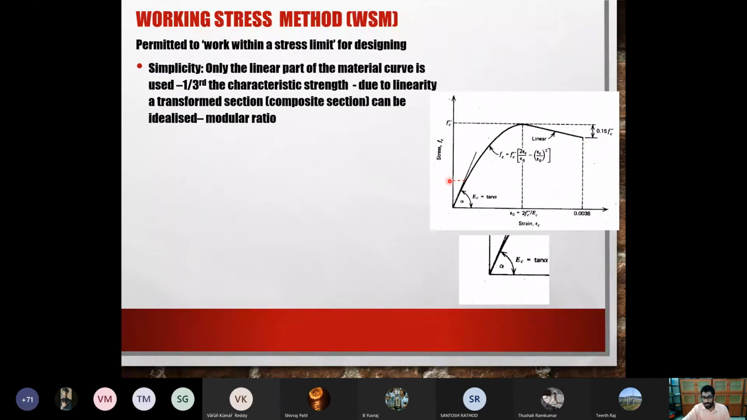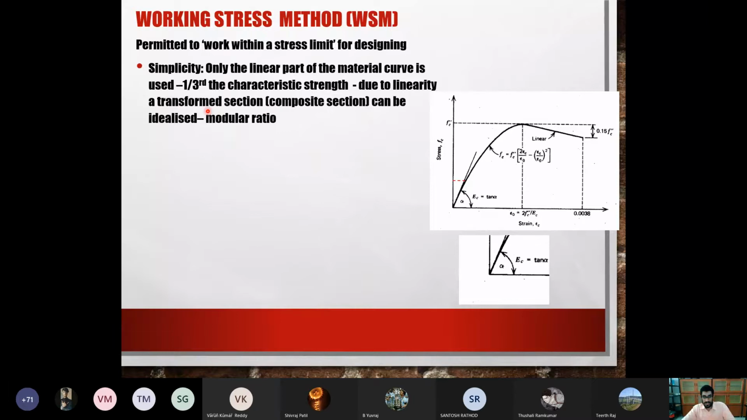However, if you take only a small part of the stress, for example, corresponding to this red color line, within this part it is somewhat linear. Let me zoom in over here. This part may be somewhat linear. So the working stress method says, use only the linear part of the material curve. If the characteristic strength is this, use only 1/3 of it because only that part is linear. Why do you want to do it? Because if it is linear, you can use something known as a transformed section, and you can use something known as a modular ratio.